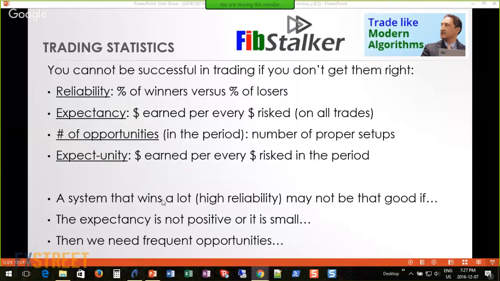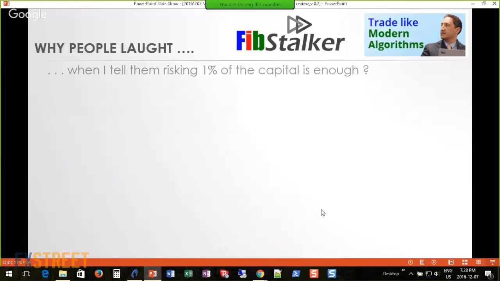So a system that wins a lot, which has a high reliability, might not be that good if the expectancy is not positive. There can be highly reliable systems that win 80% of the time, but when they win 1, and then when they lose 5, for example. And in that case, the expectancy could be non-positive or small, in which case we are not interested. And if that's the case, when the expectancy is small, we need to generate more opportunity.